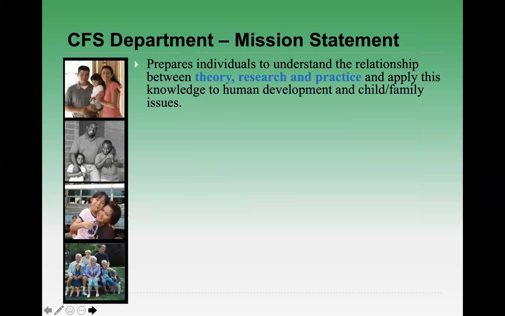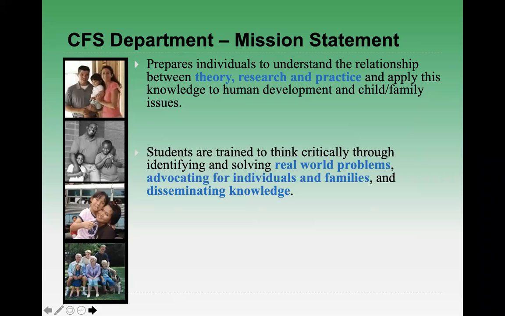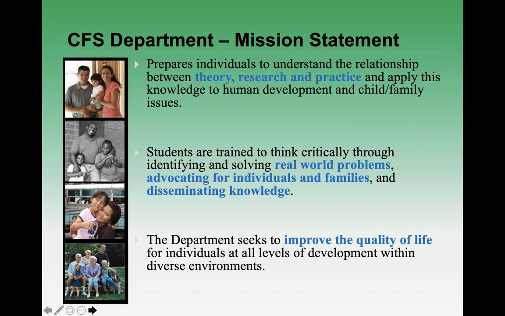Well, first I'll begin with our mission statement. Our goal is to help provide the link between theory, research, and practice so that students can take this knowledge and apply it to human development and child and family issues. We're trying to train students to think critically about addressing real-world issues, to be able to advocate for others, and help disseminate the knowledge that they have gained in our classes and that they have shared with us and their peers. Our overall goal is to improve the quality of life for individuals at all levels of development within diverse environments.